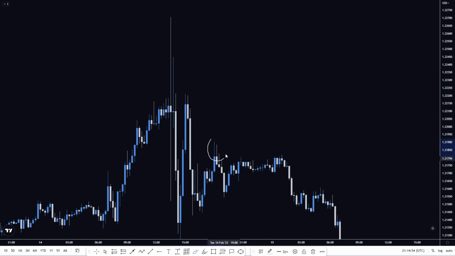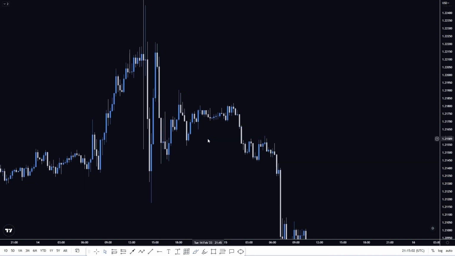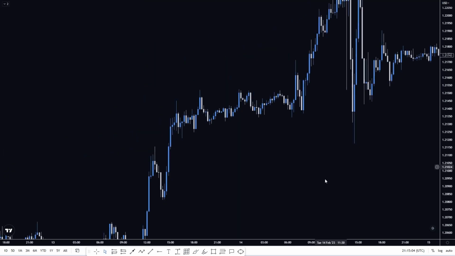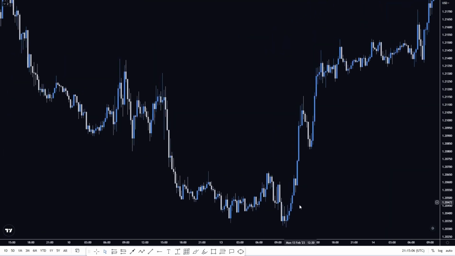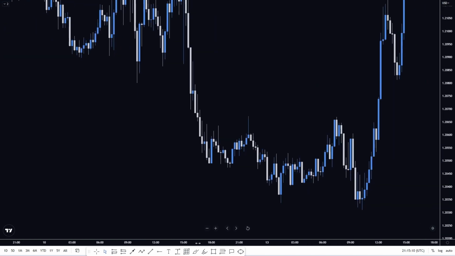So you then get another pair of tweezer tops just in this area in here, and then price, you can see, begins to actually sell off. So there's lots of different examples, okay, where you can see this happening. We then obviously go into a bullish leg, but again, back bearish and more indications.